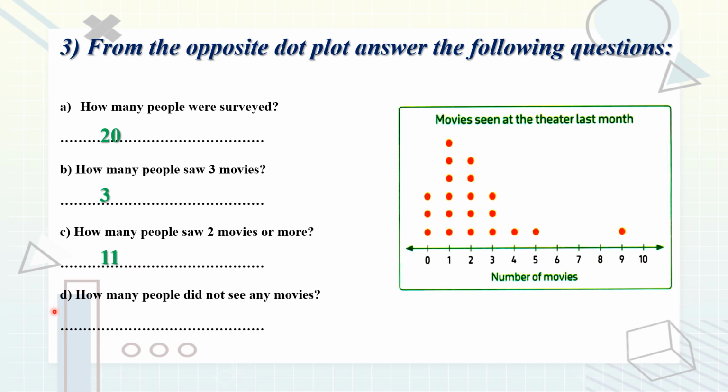And the last one, how many people didn't see any movies? 0 movies. So we will count the number of dots above 0. We have 3 persons here. So the number of people who didn't see any movies are 3 persons.